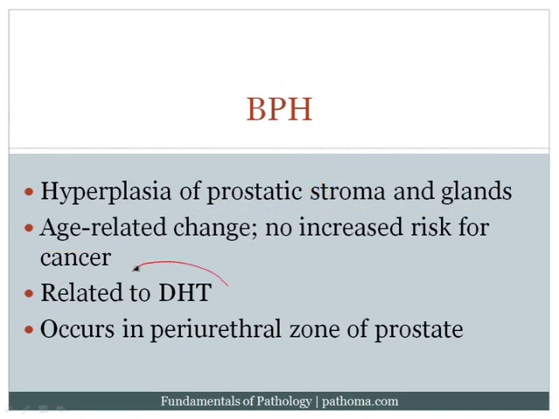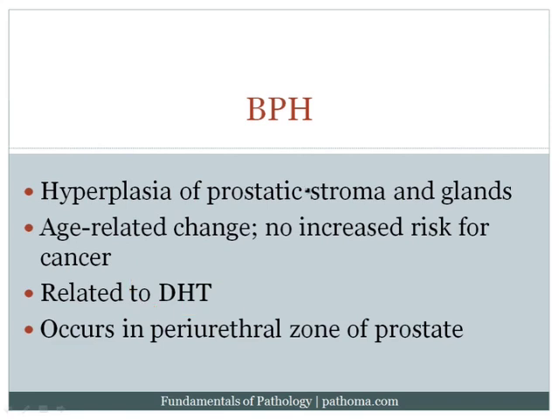BPH is driven by DHT. Recall that testosterone is converted to DHT by 5-alpha reductase in the stromal cells. That DHT then acts on the androgen receptors of both the stromal and epithelial cells to result in hyperplastic nodules.